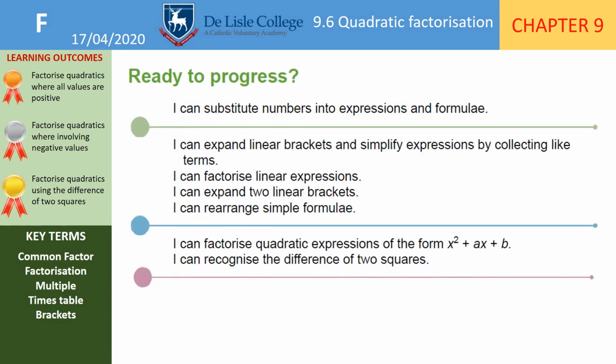Okay, so let's have a look. We can now substitute numbers into expressions and formulae. We can expand linear brackets and simplify expressions by collecting like terms. We can factorise 2 linear expressions. We can expand 2 linear brackets. We can factorise quadratic expressions of this type, x squared plus ax plus b, and we can recognise the difference of 2 squares. All that remains for the next lesson, 9.7, is rearranging simple formulae.